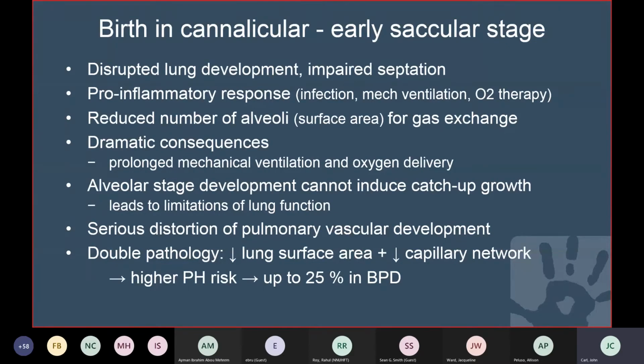The alveolar stage development cannot induce catch-up growth. It leads to limitations of lung function. It's too late by the alveolar stage development. The die has already been cast in large part, I think.